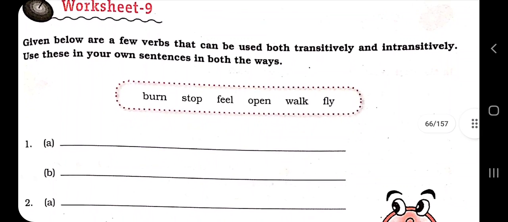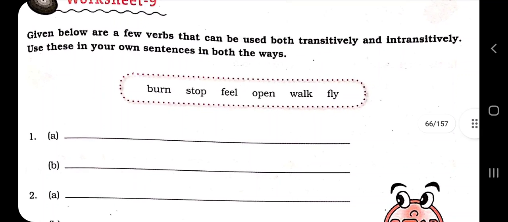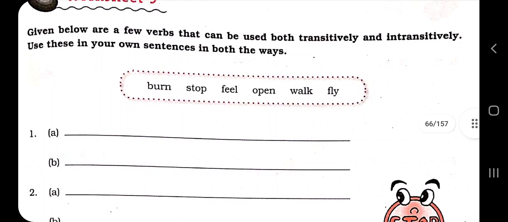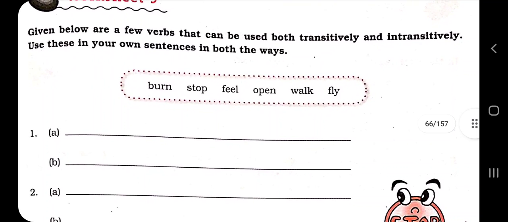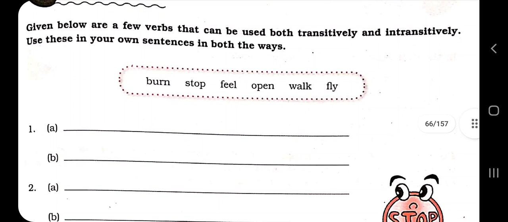Given below are a few words that can be used both transitively and intransitively. Just now we have studied strictly transitive and intransitive verbs, that they cannot be used as intransitive or transitive. They are fixed. Whereas there are words which can be used both ways, transitive and intransitive. Use these in your own sentences in both ways.